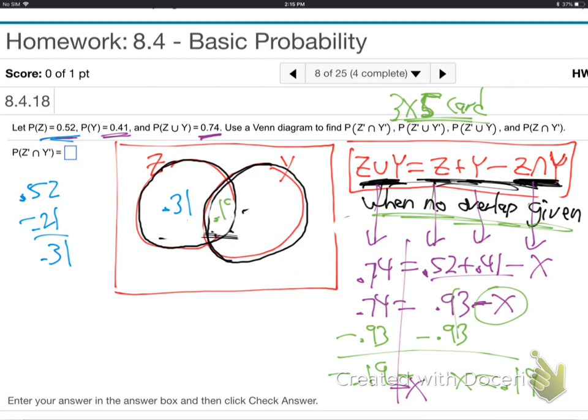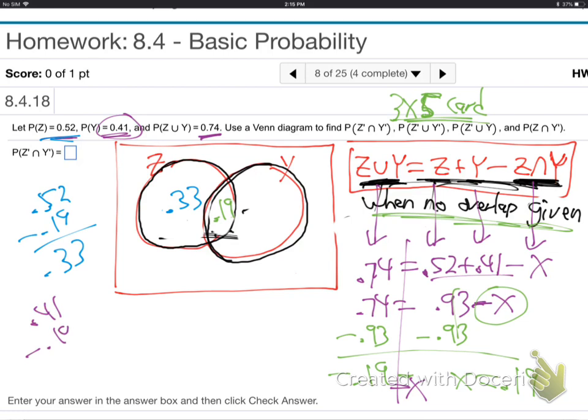Let's try that again. So 0.19, and all this is going to change over here. So 0.52 minus 0.19 is 0.33. I won't trust my own calculations anymore. And then do the y part there. What's the y? 0.41 minus 0.19 is 0.22. Like that.